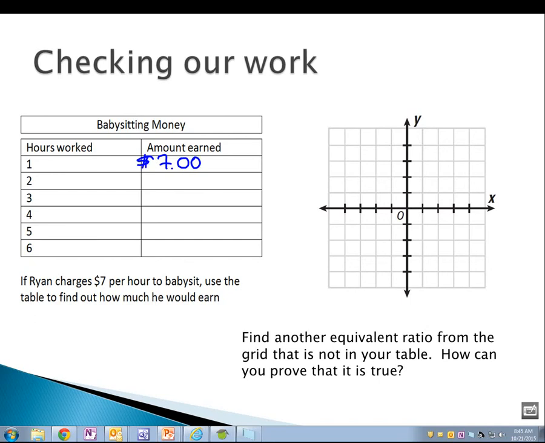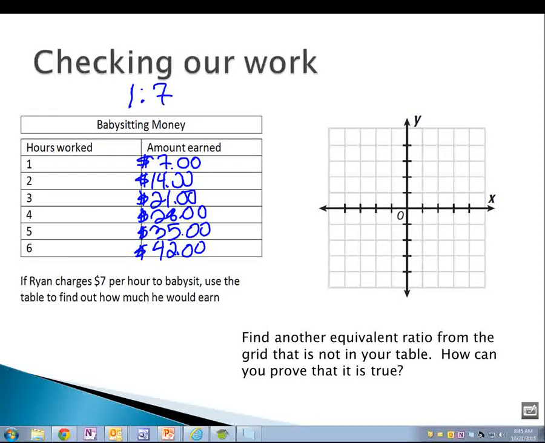Then if he worked 2 hours, this ratio now, if you'll notice, is 1 to 7. So I need to find equivalent ratios. So that means for 2 hours, he's earning how much? $14. So that's how much money he makes working that many hours. That's $7 an hour. Okay?